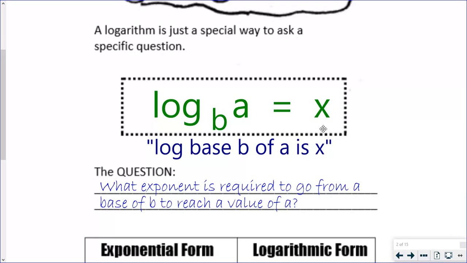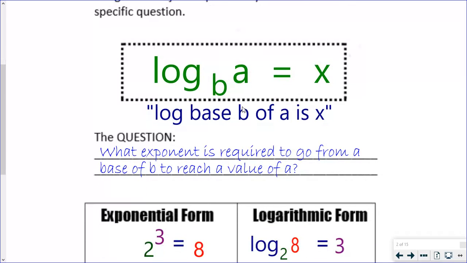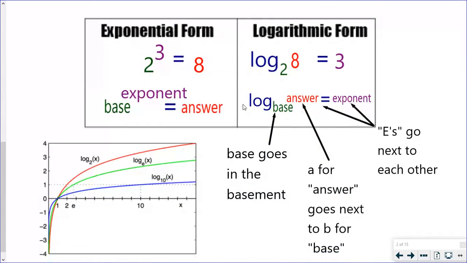This x is going to represent an exponent that you would give to the letter b, to this base here, and it will give you a. There are two forms that we deal with in math. You have exponential form and logarithmic form. That is because exponentials and logarithms, those two functions, are inverses of one another. They are opposite functions to each other. You might be able to see that from the graph here.